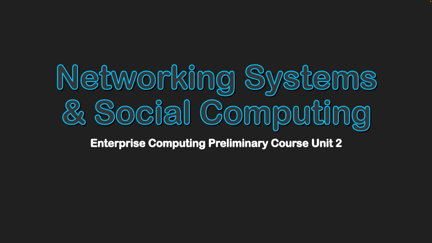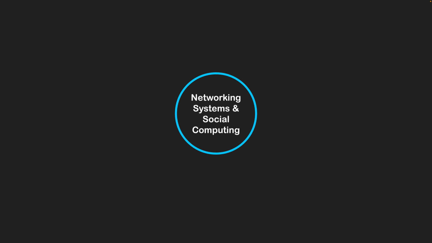Enterprise Computing Preliminary Course Unit 2, Networking Systems and Social Computing. So, as the name suggests for this unit, we are taking a look at network systems and the infrastructure that sets up different types of networks, whether it be local or through the internet. But with a focus on social computing, that of the social media and the fact that we are trying to encourage networks that bring people together, have interaction, and set up virtual communities for people to interact through online platforms.